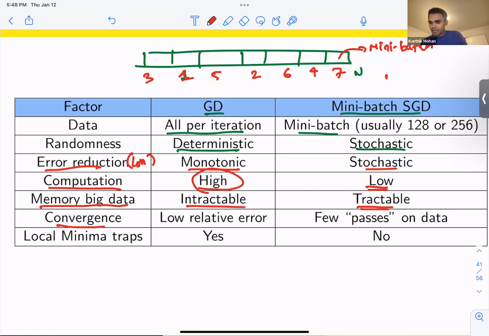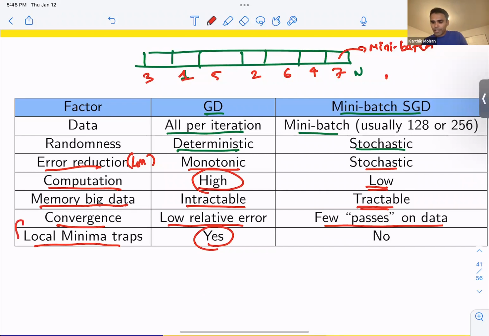Convergence: you usually use relative error to decide convergence for gradient descent. For mini batch, you just say, let's do a few passes on the data sets like we discussed. Local minima traps: yes, gradient descent is prone to local minima issues.